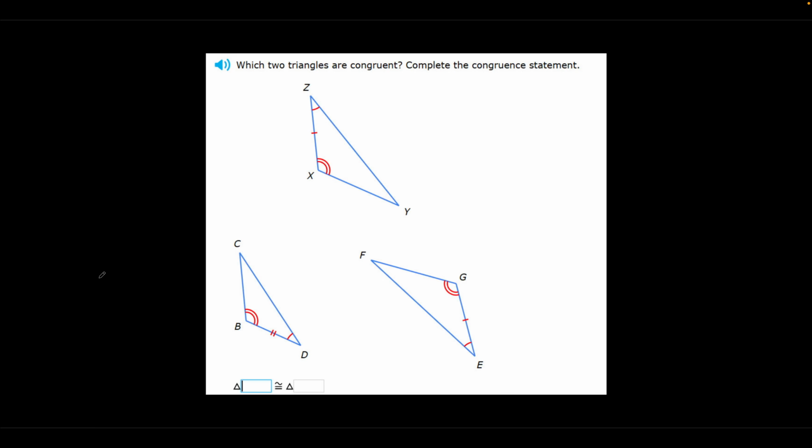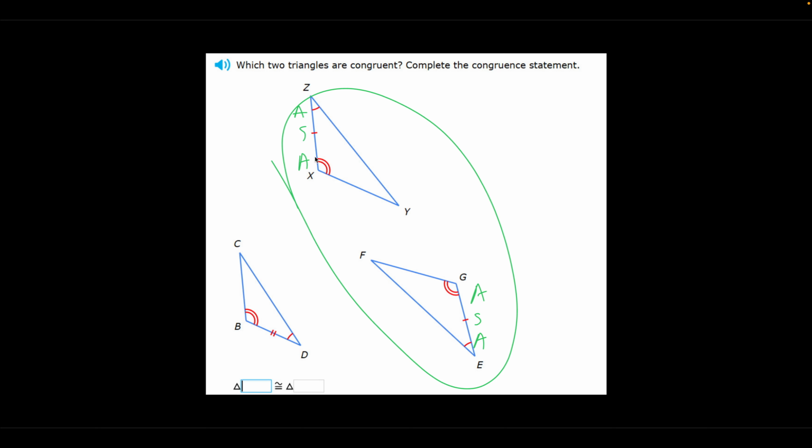Now for this problem, it says which two triangles are congruent, and then complete the congruent statement. You'll notice the only difference between these three, besides the letters and the way they're tilted, is that this one has a double tick mark, and we don't want a double hash mark. I've got a single and a single here, so these have got to pair up. These two triangles are congruent because we have an angle, a side, and an angle.